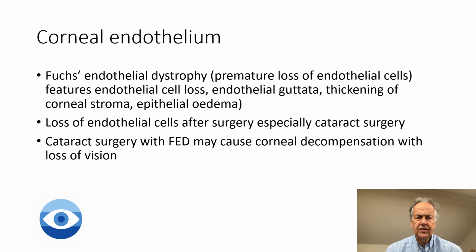Fuchs endothelial dystrophy causing premature loss of endothelial cells can be identified on slit lamp examination by presence of corneal guttata, thickening of corneal stroma, and epithelial edema. Bear in mind that endothelial cell loss always follows cataract surgery, and corneal decompensation with lack of clarity of cornea may result. This causes what has traditionally been called pseudophakic bullous keratopathy.